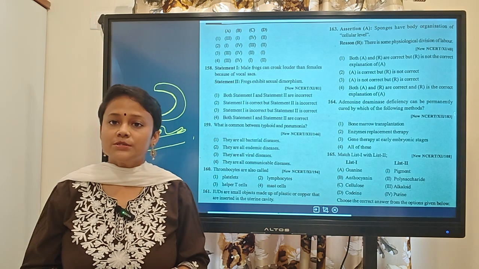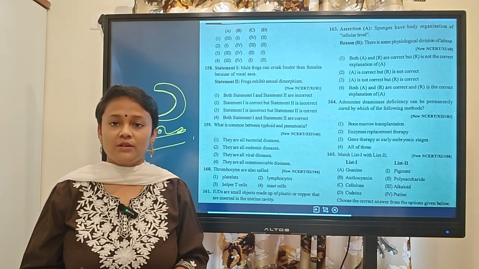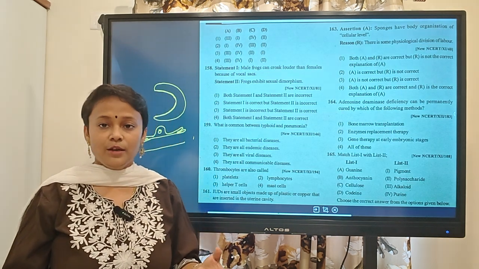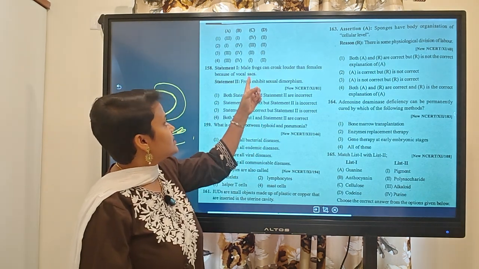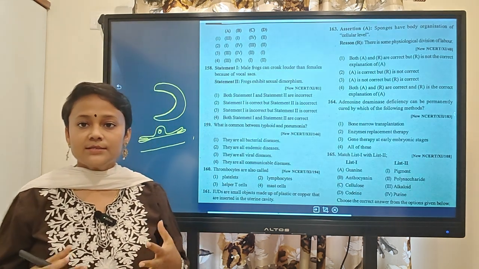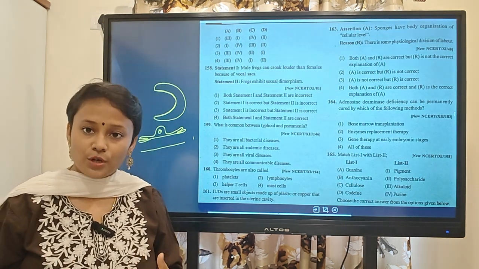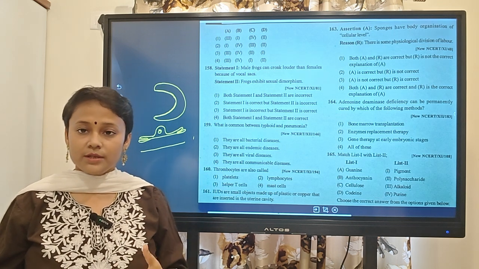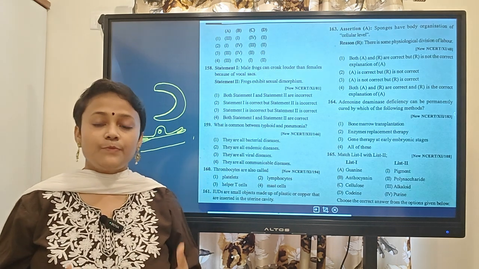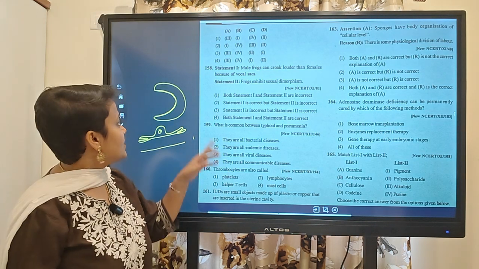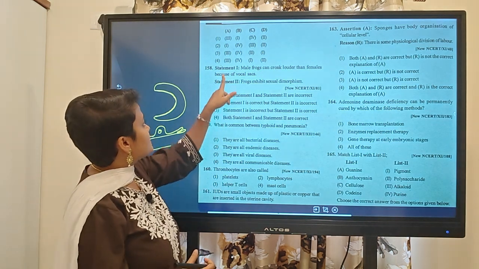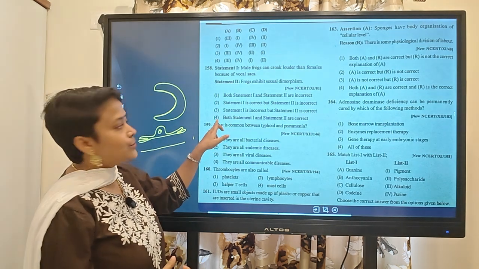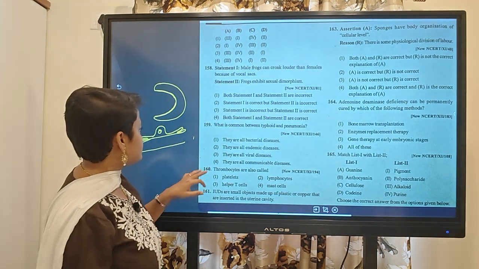So both can produce sound, means both can croak, but the croak of male frogs will be louder due to the presence of vocal sacs. It can resonate the sound which will be produced by the vocal cord. So that's why the male frog's sound will be louder with respect to the female frogs. So here statements 1 and 2 are both correct. So option 4 will be the correct answer.